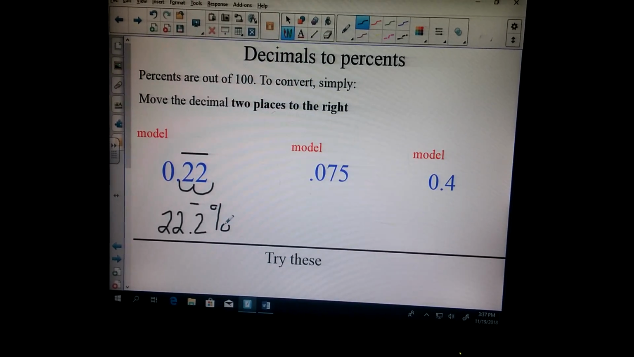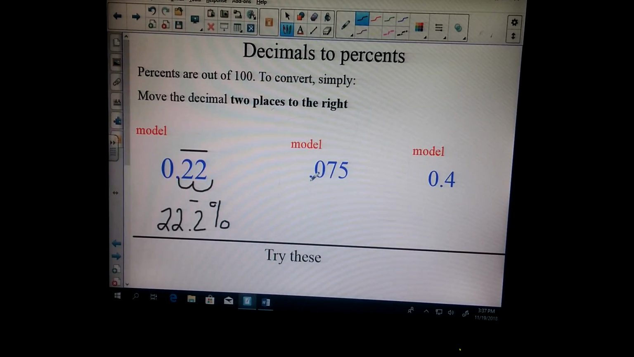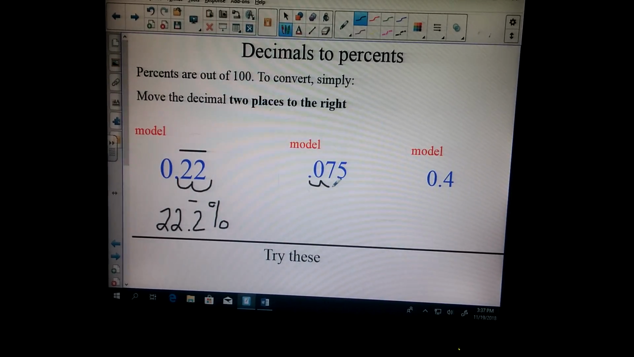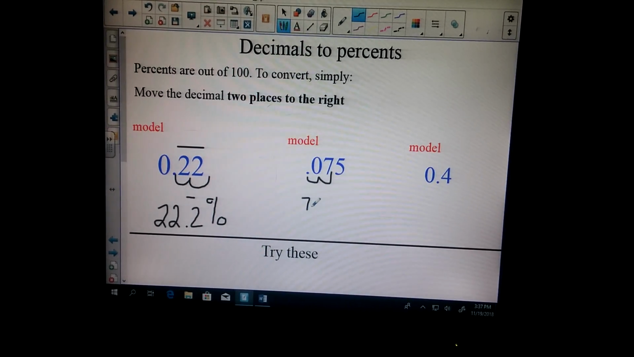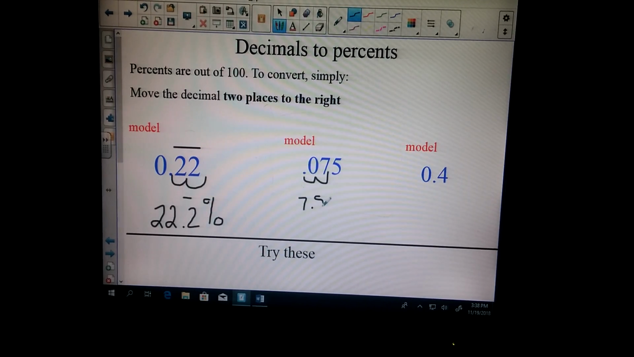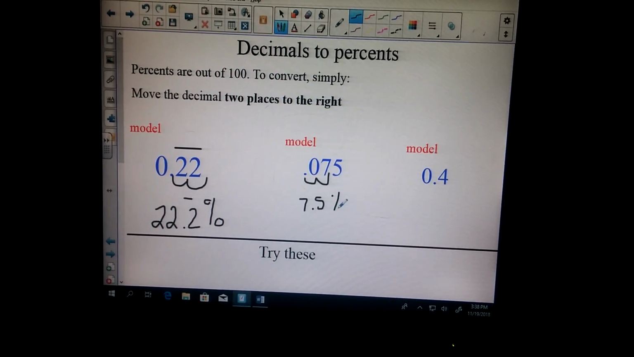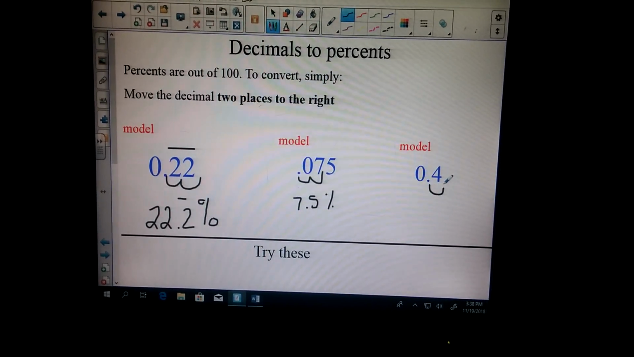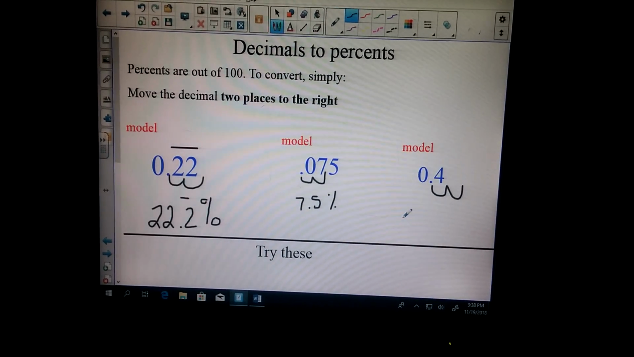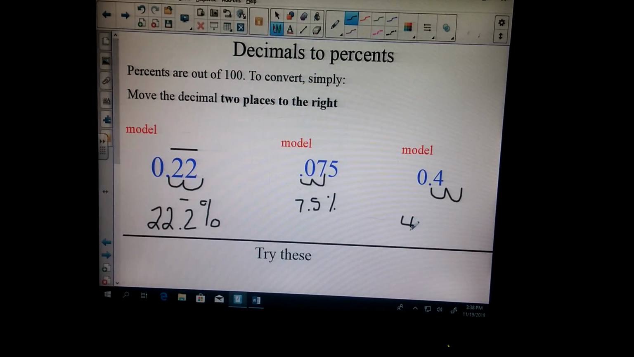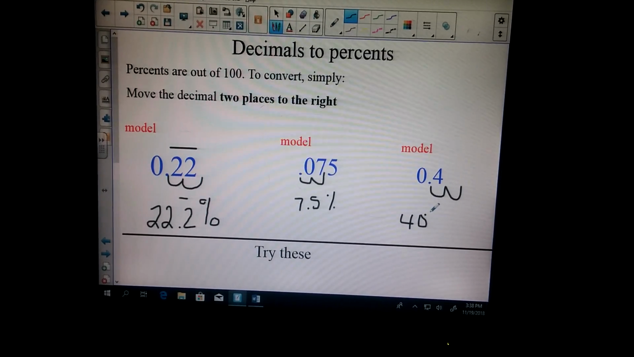There's the first one. The second one, all I'm doing is moving that decimal over 2 places. 1, 2. The decimal is between the 7 and 5. That would be 7.5%. This last one, I have 1 more place to go. So it would be 40, which is 40%.